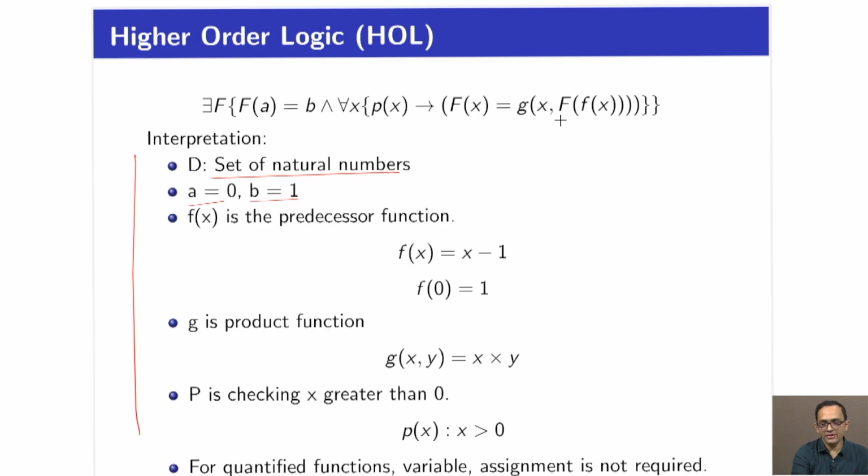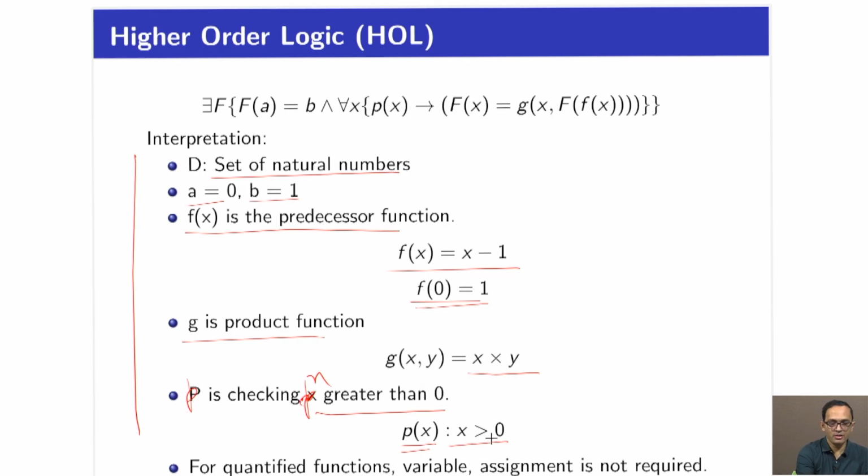Let us say this f(x) I have defined as a predecessor function, f(x) equal to x minus 1. So, if you give 5, it will return 4, if you give 3, it will return 2, and so on, and f(0) equal to 1. That is the definition of f(x), and say g is the product function, it takes two inputs f(x) and y, and it will multiply. And then the predicate p is checking whether x is greater than 0 or not. So, if you are giving p(x), you are just checking whether x is greater than 0.